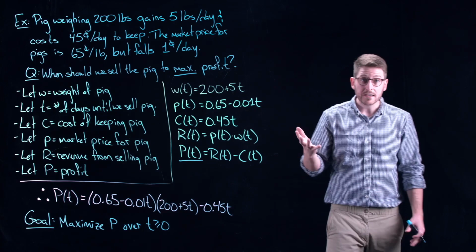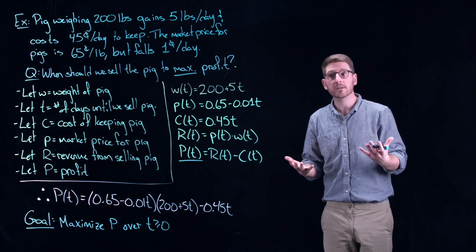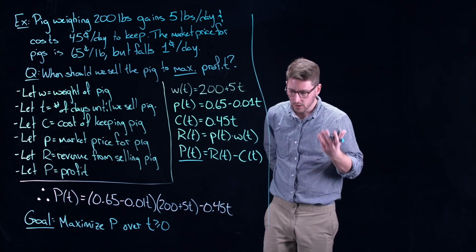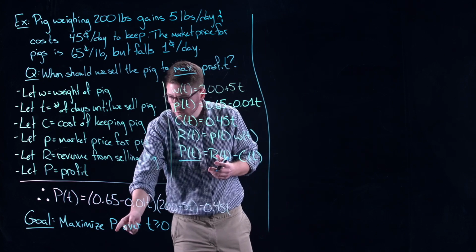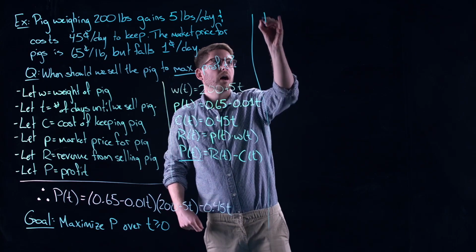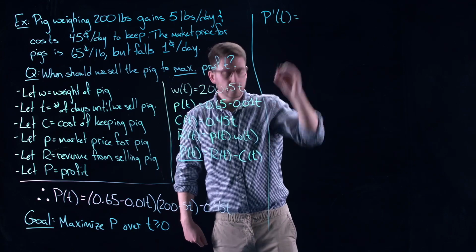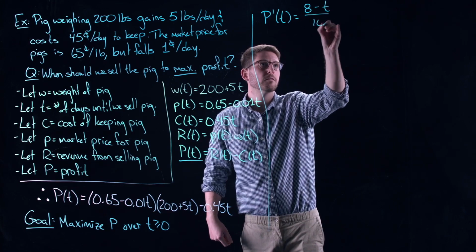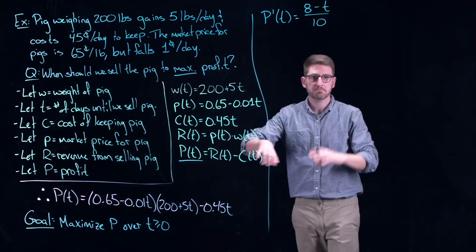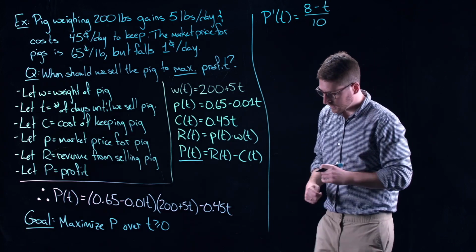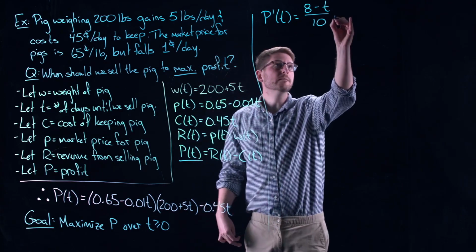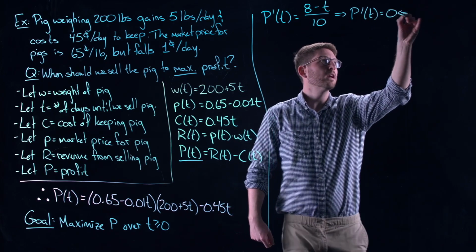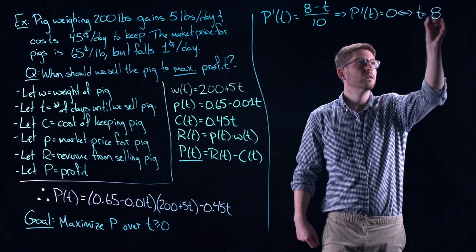Well, again, we said that maxima and minima of a function are critical points. Critical points come from setting the derivative equal to 0. So we're going to take the derivative of p. I'm going to go ahead and compute this for you. The derivative of p is actually 8 minus t over 10. Very, very pretty derivative, ugly looking function. Multiply it out, it's not that bad. So clearly, p prime of t is equal to 0 if and only if t is equal to 8.